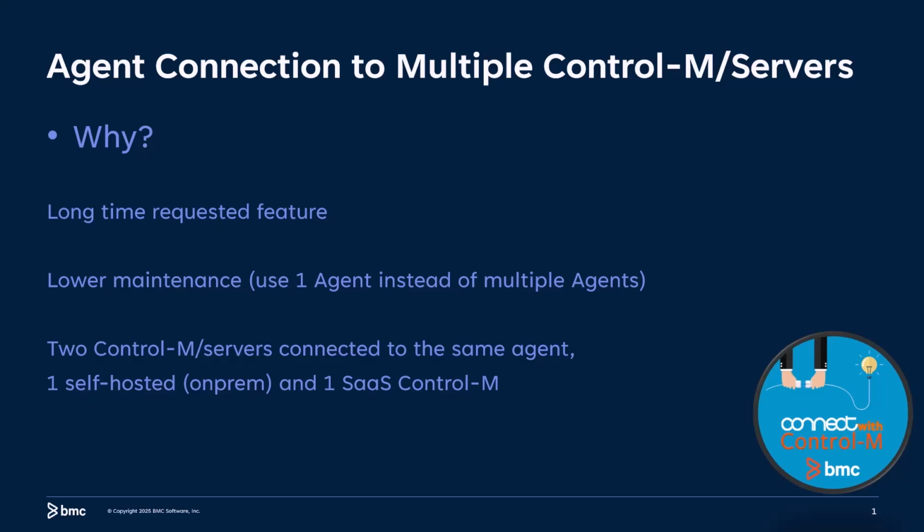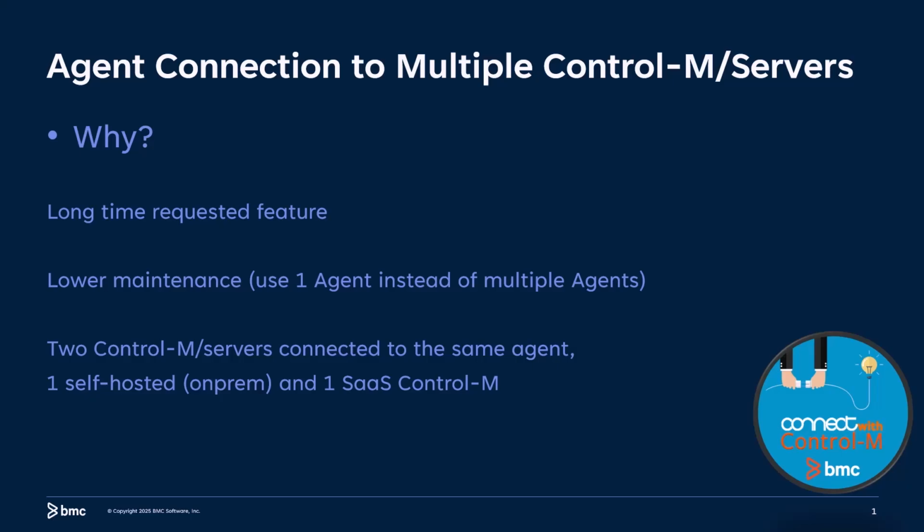We are excited to announce the new agent connection to multiple Control-M servers functionality. On version 9.0.22, an agent that is connected to a self-hosted Control-M server now can also connect to an additional SaaS Control-M server. This enables you to manage and simultaneously run jobs on an agent from both Control-M servers at the same time. So why have a multi-server agent?